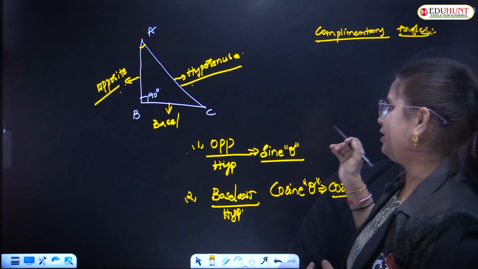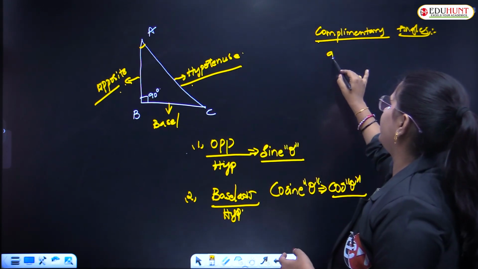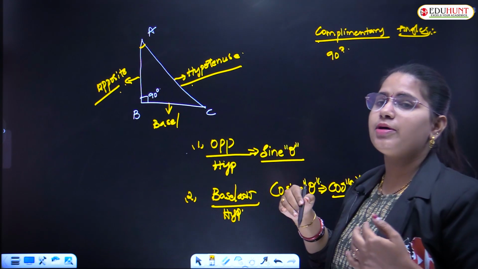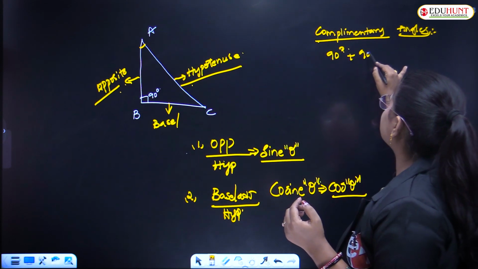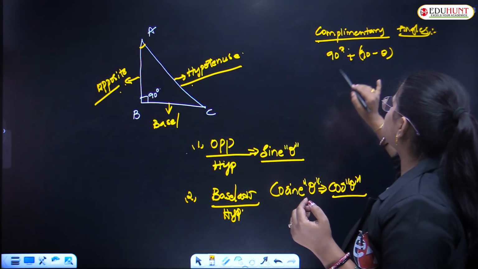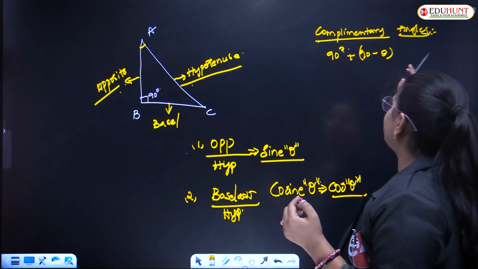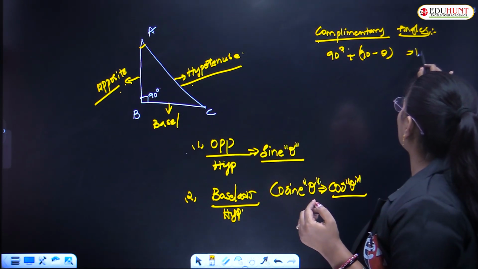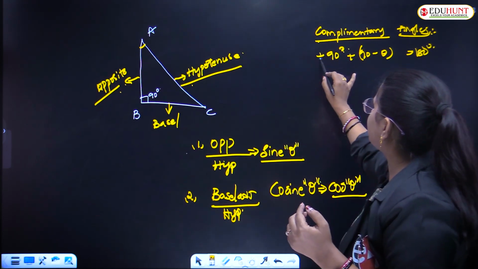equal to 90 degrees. For example, if I take 90 as one angle, what must be the other angle? Of course, it is 90 minus theta. Correct? Because if I take one angle as 90 and the other angle must be there, if you add together, it is getting 180, no?